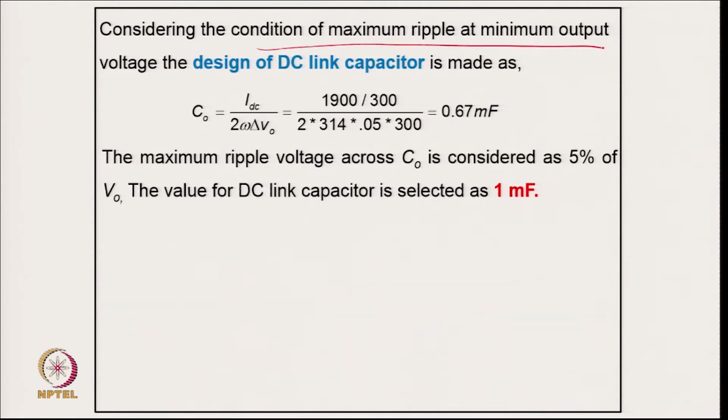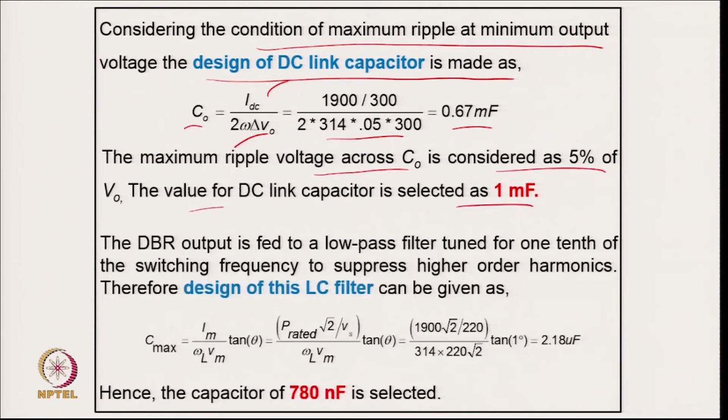So, considering the maximum ripple at the minimum output voltage, the design of the capacitor is made. C output equals I DC upon 2 omega delta V0. So, putting the values here, it comes to about 0.67 millifarad, and the maximum ripple voltage is considered as 5%, and the value of the DC capacitor is considered as 1 millifarad. And now, coming to the design of the EMI filter.